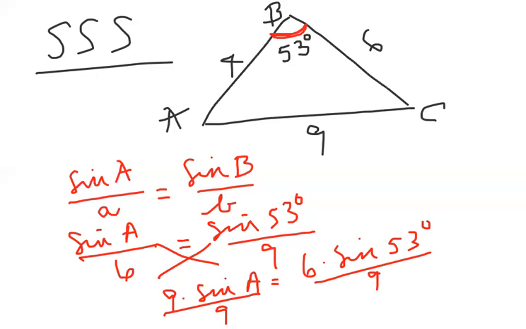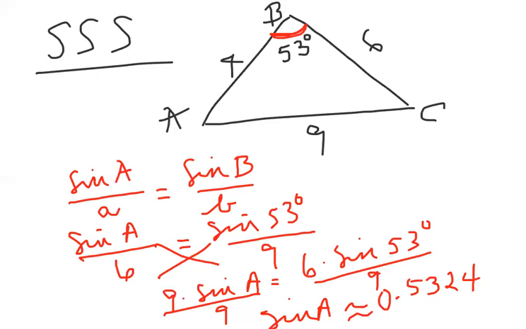So you're going to grab your calculator and throw this into the calculator, guys. When you do the calculation 6 times sine of 53 degrees divided by 9, this is going to come out to be approximately, this is just an approximation, 0.5324. Now, once again, what are we looking for? We're looking for an angle measure.